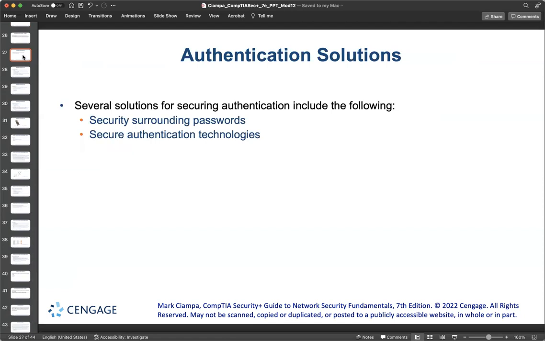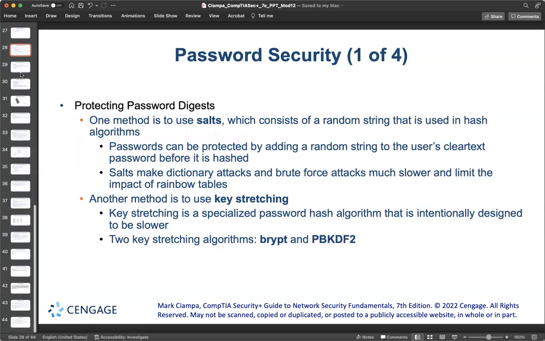Now that we talked about the authentication needs, let's talk about the solutions that are available to us in order to provide better authentication. Talk about the protocols and all that, right? There are several solutions for securing authentication, whether security surrounding the passwords themselves, policies, rules, and all of that, and then security authentication technologies like the protocols and the devices that we use. First and foremost, to protect a password, there are many ways.